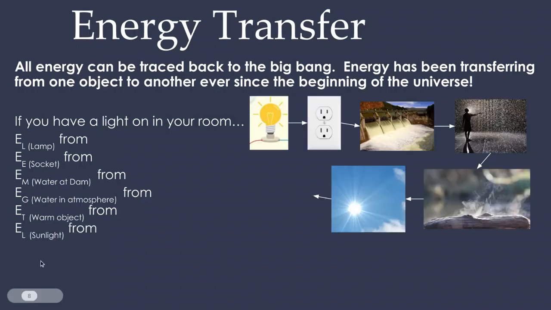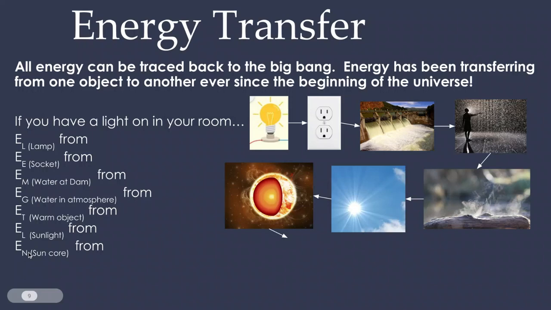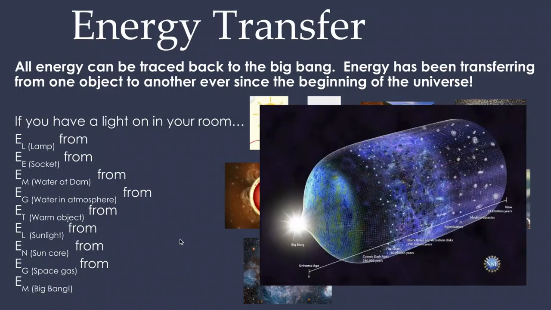sunlight, light energy, different kind of light energy, which came from nuclear reactions within the sun's core, which came from gases that were all gravitationally pulled together in space, which came from, you guessed it, the Big Bang, which was motion energy. So, if we follow any type of energy back far enough, we will always get back to the Big Bang.